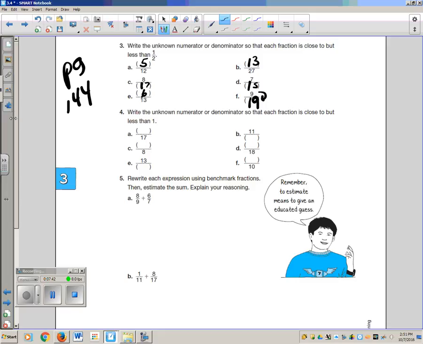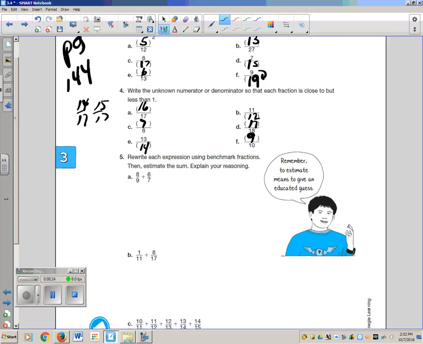Problem number 4. Write the unknown numerator or denominator so that each fraction is close to but less than 1. This time, the numbers just need to be close together. So for A, 16 17ths, 15 17ths is close, 14 17ths is close, 7 eighths, that'd be really close to 1. If I have 13 14ths, that's close to 1. Second column with B, 11 twelfths, D, 17 18ths, and then F, 9 tenths.